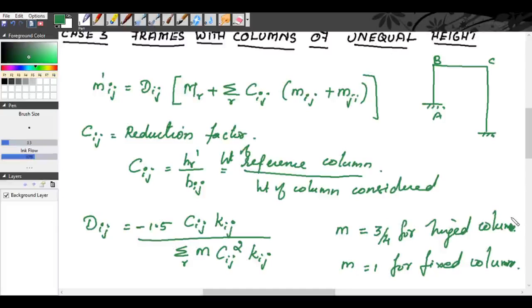So for that we saw three conditions. First condition is columns of equal height with vertical loads. Second condition is columns with equal height and horizontal loads. And the third condition is columns with unequal height. So for all these three cases, we saw what is the displacement contribution and displacement factor. So remember these formulas so that you can analyze the portal frames with the side sway using Kani's method.